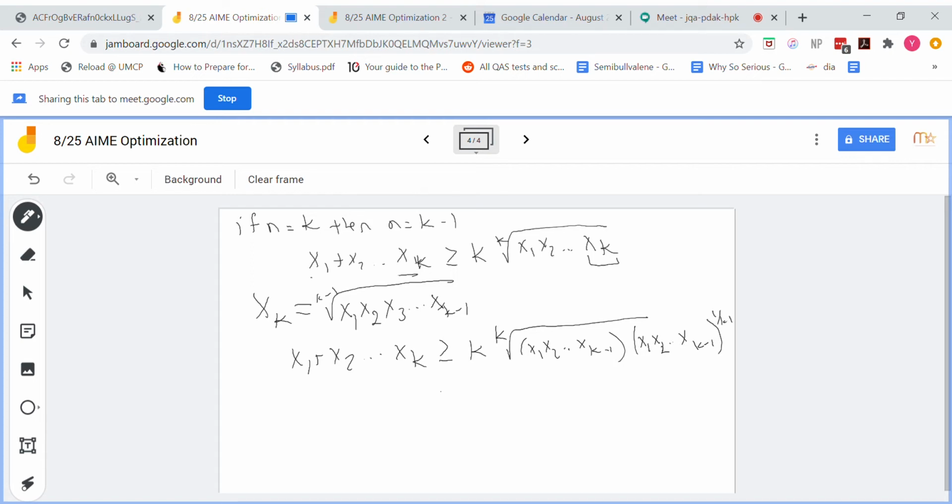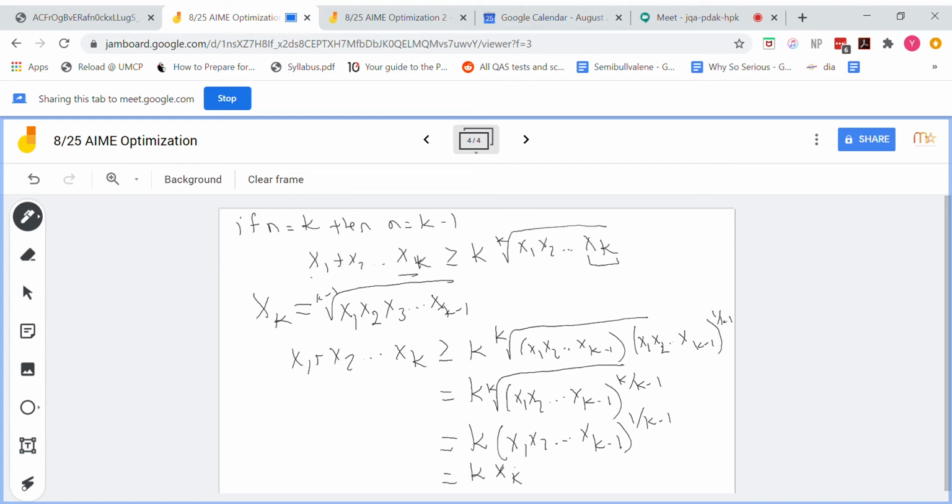And so this equals k times the kth root of x1, x2 all the way to xk minus 1 to the power of k over k minus 1. Right? And so this equals k times x1, x2 all the way to x sub k minus 1 to the power of 1 over k minus 1, because the kth root is just the power 1 over k. And so this equals k times x sub k, right? But we're not done yet.